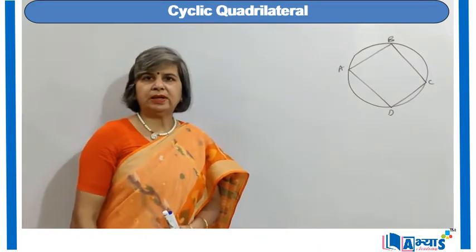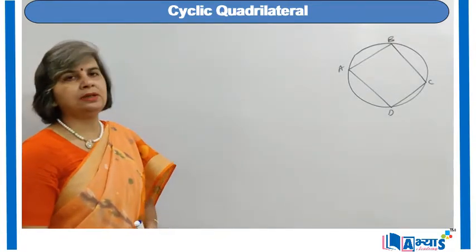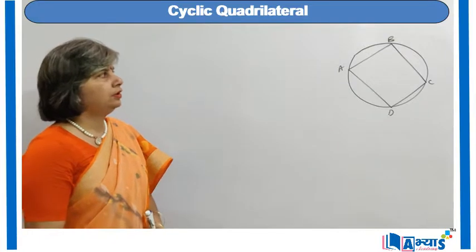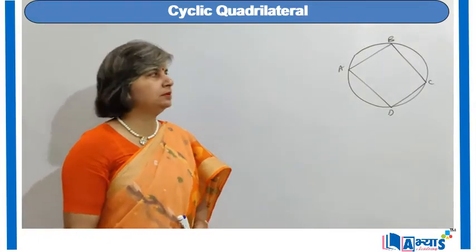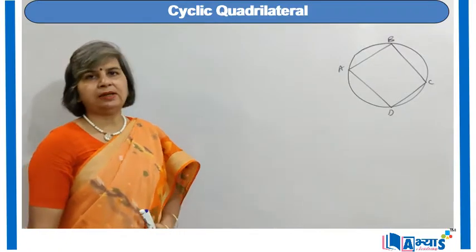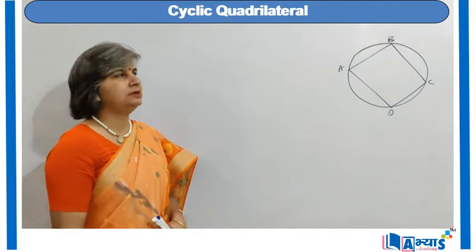Now in the case of a cyclic quadrilateral, the sum of opposite angles is equal to 180 degree, or we can say that the sum of opposite angles is supplementary. That means angle A and angle C are supplementary, and similarly B and D are supplementary.